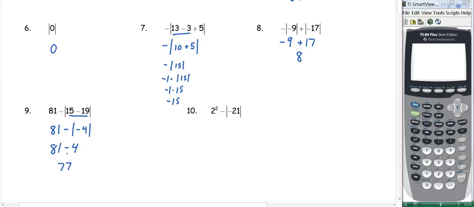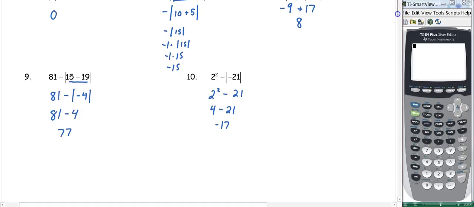Number 10, 2 squared minus the absolute value of negative 21. So let's do our absolute value first. So 2 squared minus the absolute value of negative 21 is now positive 21. The negative stays because there was a negative out front. 2 squared is 4. So 4 minus 21 gets us negative 17.